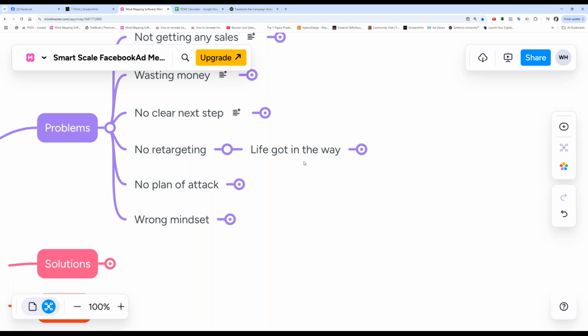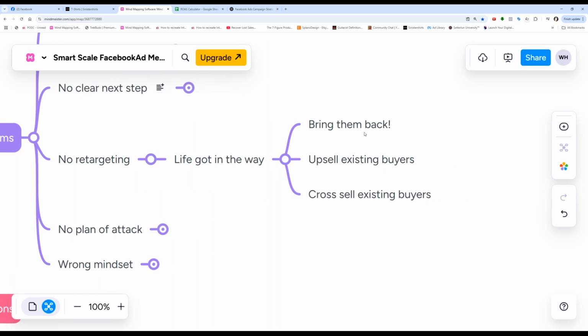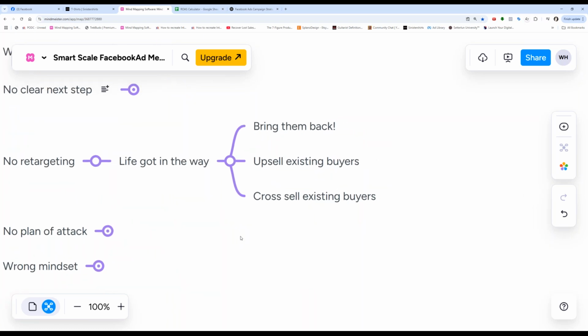Maybe somebody called them, or an emergency happened and they had to go away. You have to retarget them to get them back. These retargeting ads are the most profitable by far because you're going to bring them right back. You can also upsell and cross-sell existing buyers. Somebody that bought something from you in the past, you can make them another offer for something else, which is a really good idea because they're already an existing buyer. So don't think of retargeting as only somebody who viewed something or added to cart but didn't buy.